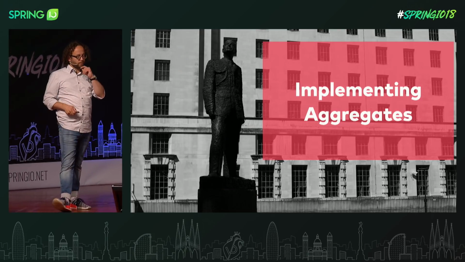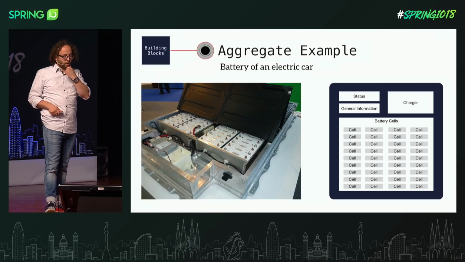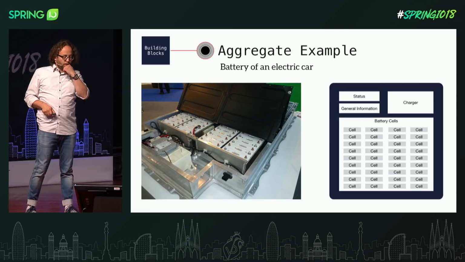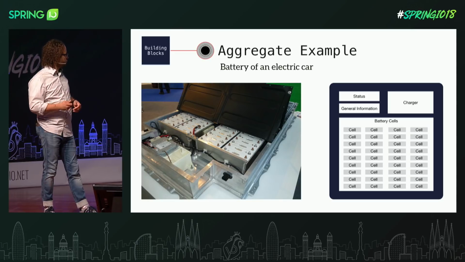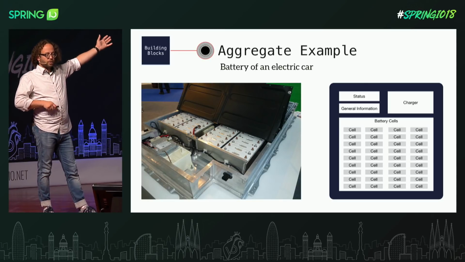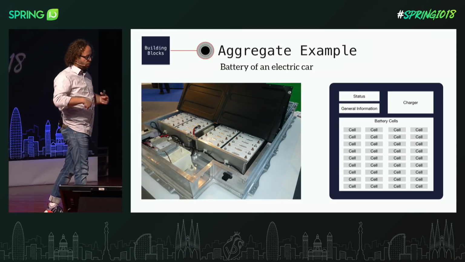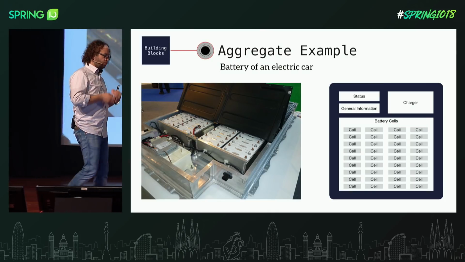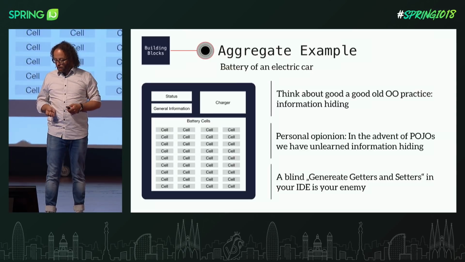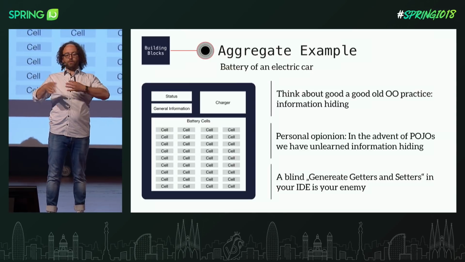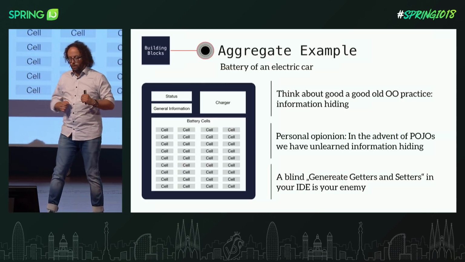Now let's take a look at some implementation aspects. I want to start with an example first on a battery of an electric car. So we have a charger in there. We have a couple of cell blocks. We have some projections on it, a status, some general information, and so on. Now, one of the classic practices, which I don't like quite a bit in the Java world nowadays, would be to go ahead and make all of these things private and expose public getters and setters. I call that the shortcut from hell.